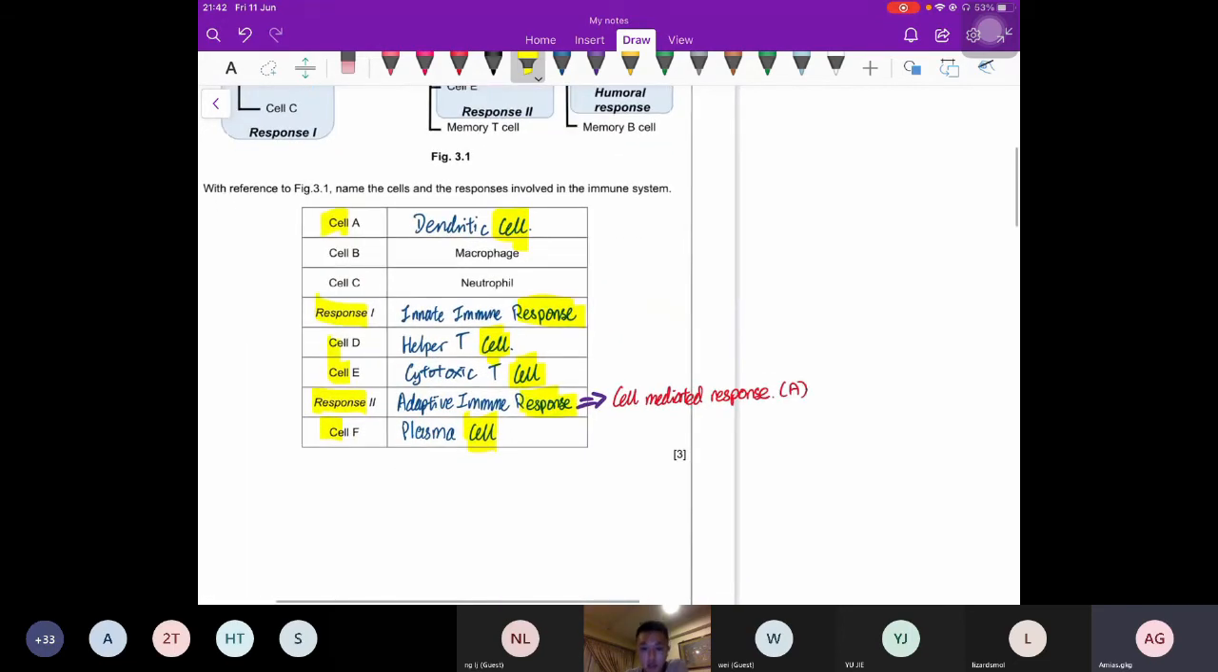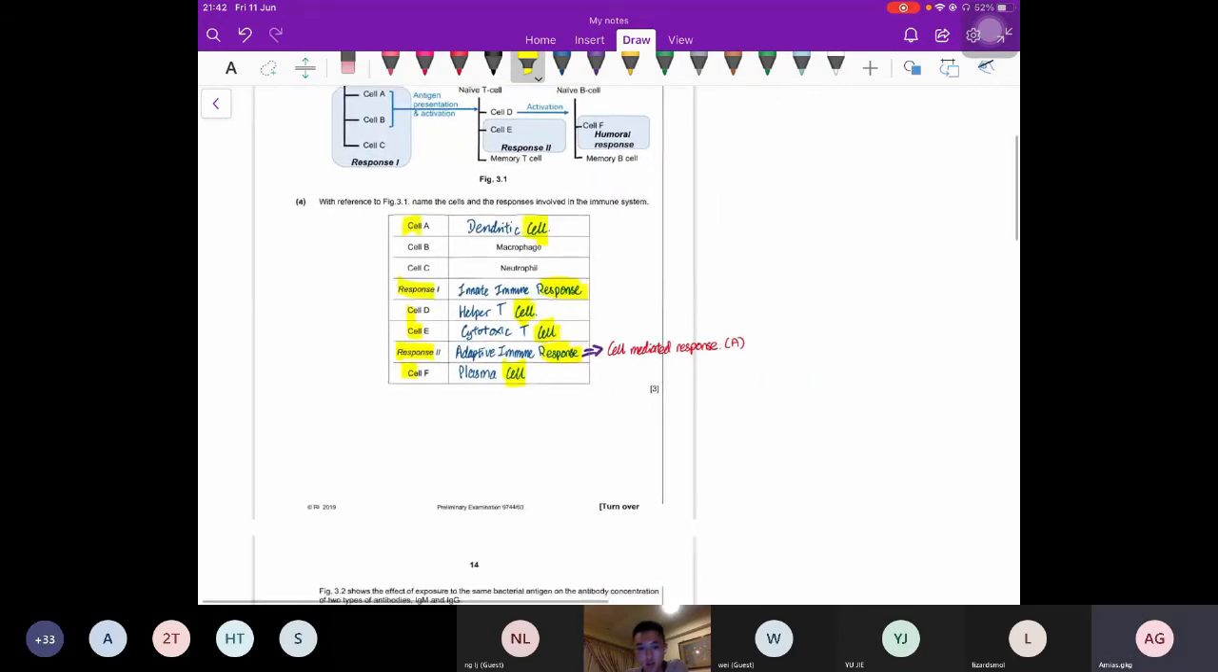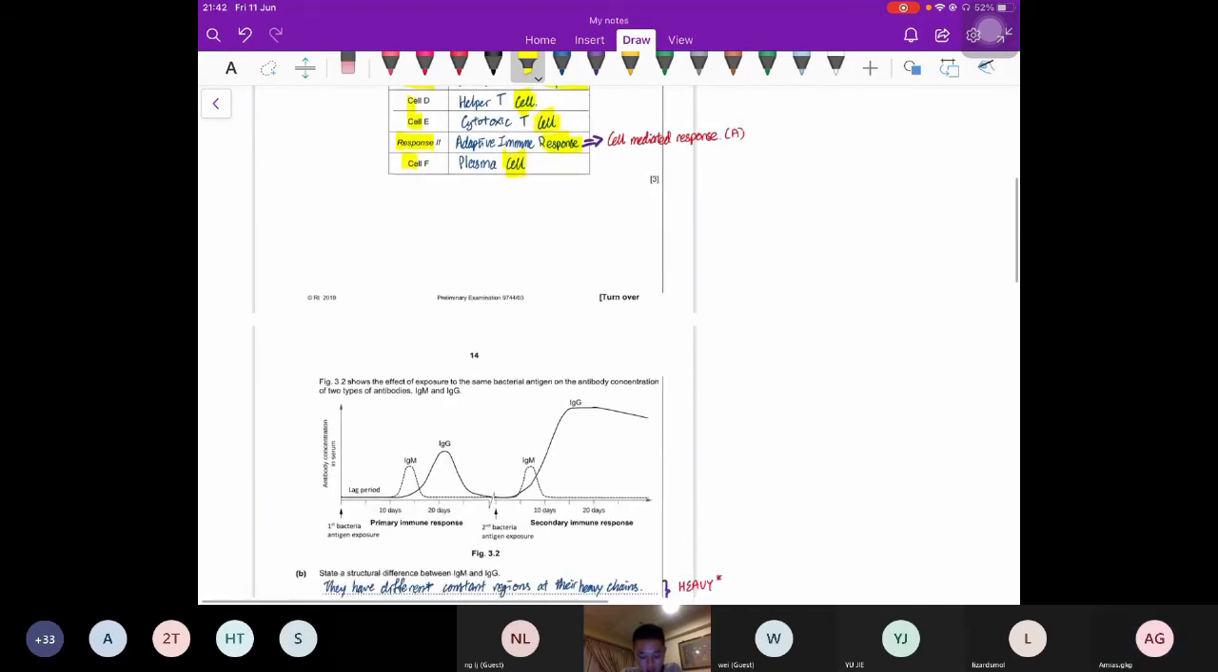Another thing is there are two answers for response 2. There is the adaptive immune response and there is the cell-mediated response. Both are accepted. It's just that the cell-mediated response would be the more appropriate, the more correct answer.